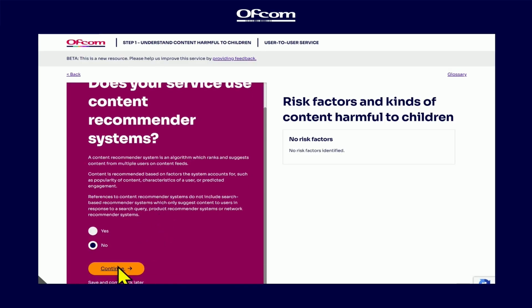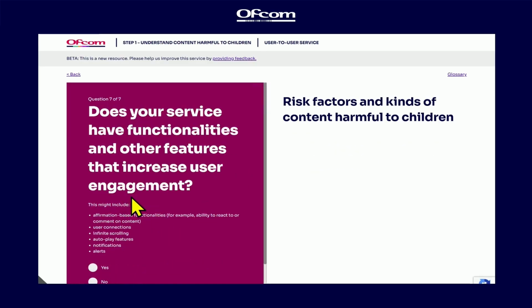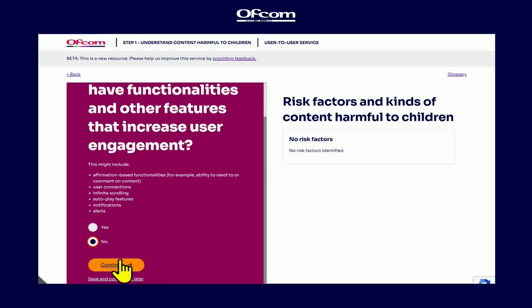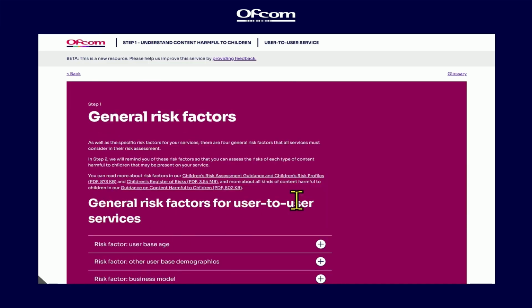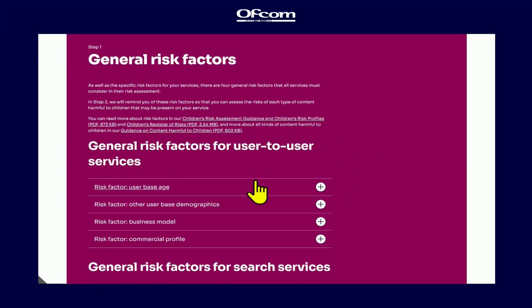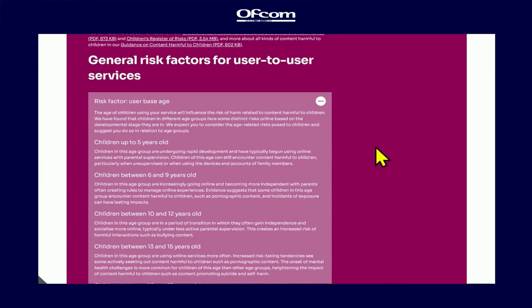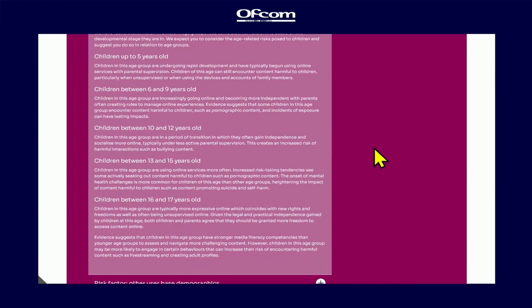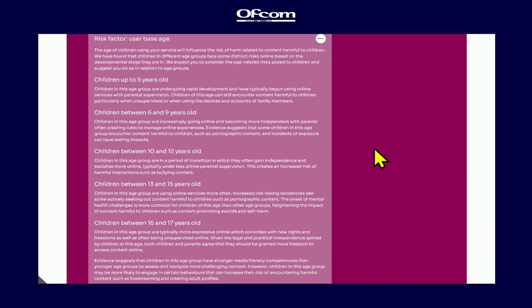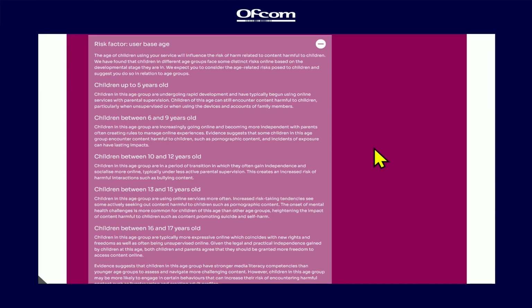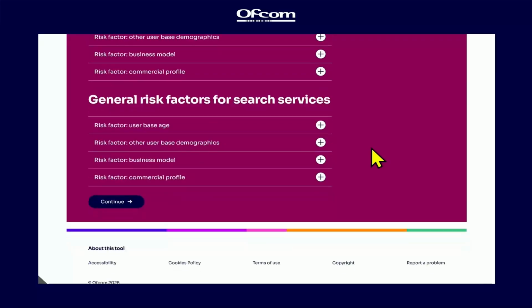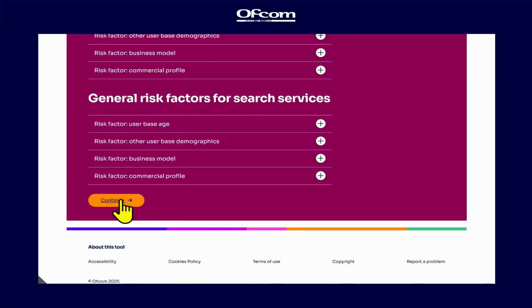The risk factors have been drawn from evidence and analysis set out in our Children's Register of Risk. We also provide general risk factors, which are relevant for all user-to-user or search providers, as they are common features. In particular, under the general risk factor we provide for user age, we lay out our understanding of the risks to children in different age groups based on our developmental stages evidence. You can find more about this in the Children's Register of Risks. I'll now pass back to Ellie to talk you through the summary of this page.